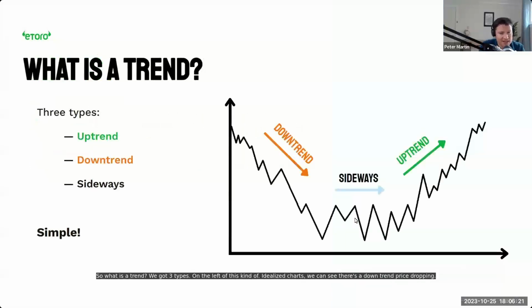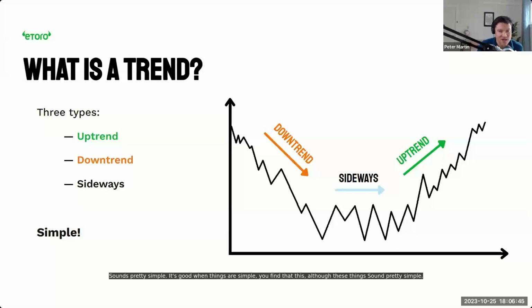So what is a trend? So we've got three types. On the left of this kind of idealized chart, we can see there's a downtrend, price dropping. We've got in the middle, sideways trend, almost an absence of directional trend, and then an uptrend on the right. Sounds pretty simple. It's good when things are simple.